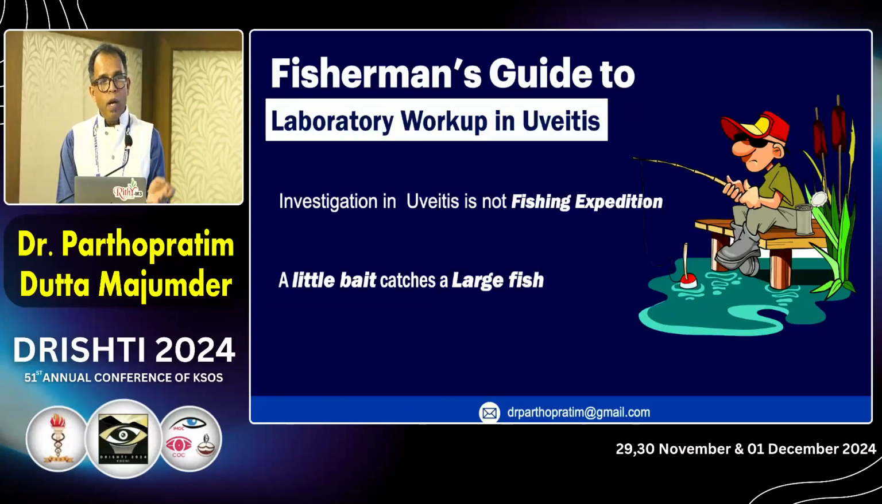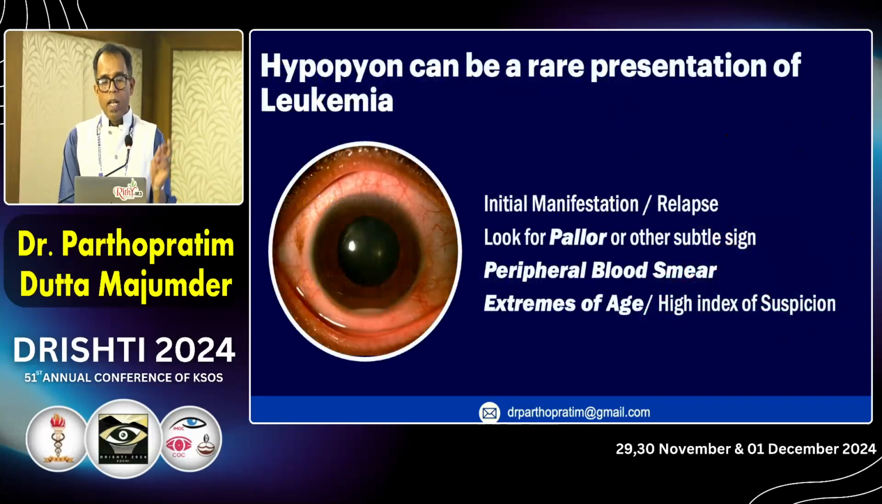Now, sometimes you have to understand a little bait catches a large fish. For example, a patient has come with hypopyon or a sudden relapse, and if you are careful enough, that patient is cachectic, very pale, so a peripheral blood smear can actually pick up leukemia.